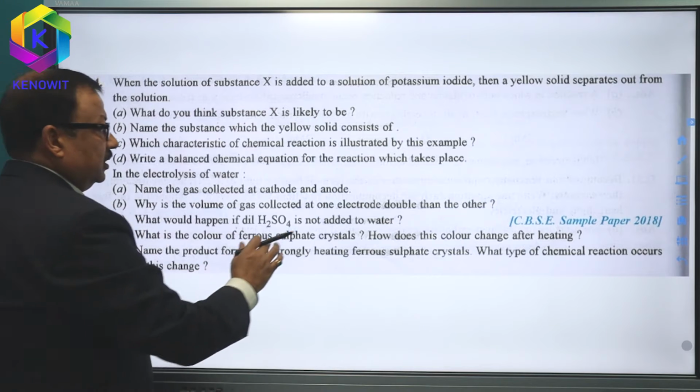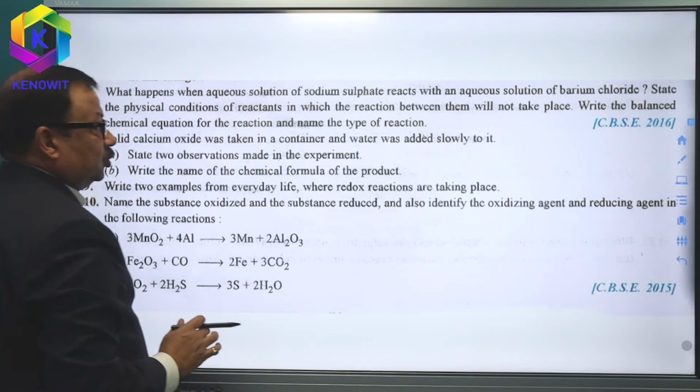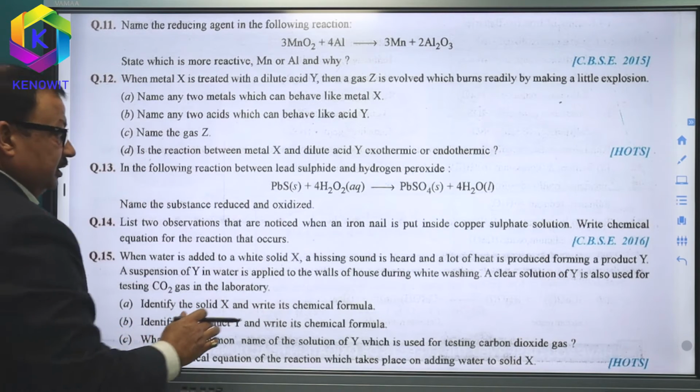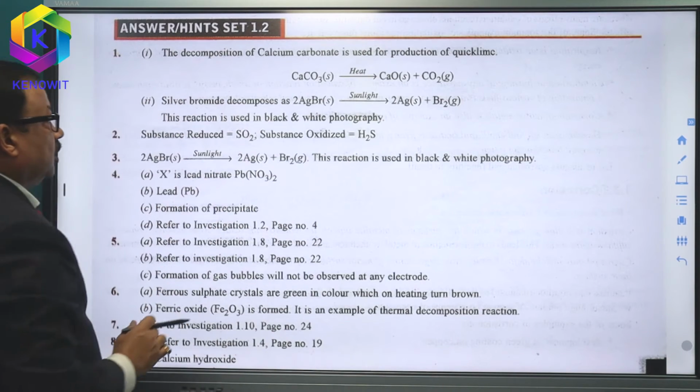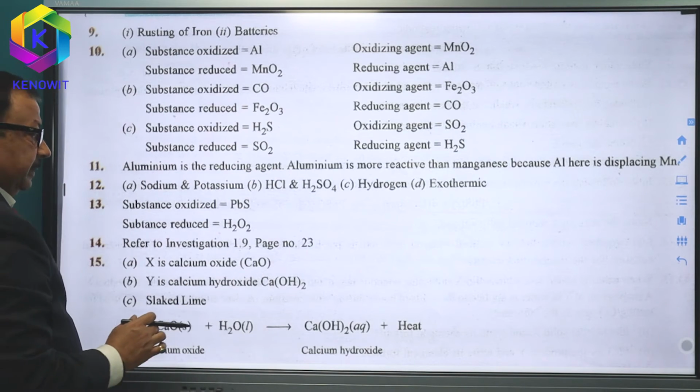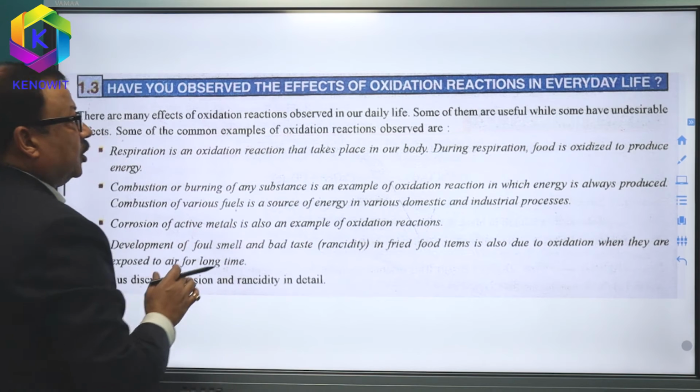This one is based on electrolytic dissociation. Question number 7, 8, 9, 14, 15. So please try to solve all the questions. Basically the concepts are given in the previous topic.